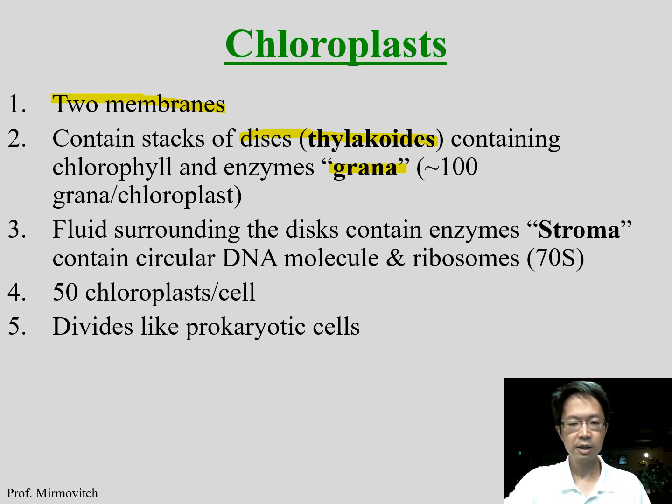The fluid surrounding the disc, containing enzymes, is called stroma. See, I told you a stroma is the fluid inside the chloroplast. And the ribosome in the chloroplast is 70S. You have approximately 50 chloroplasts per plant cell. Chloroplasts can undergo mitosis and they divide like prokaryotic cells. It's like asexual reproduction for the chloroplast.